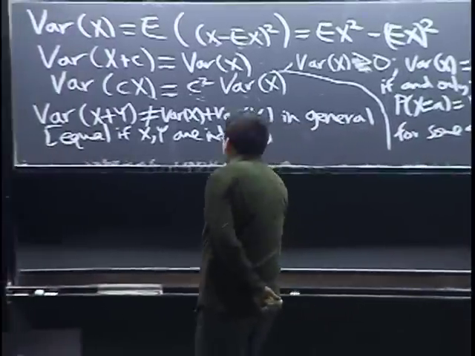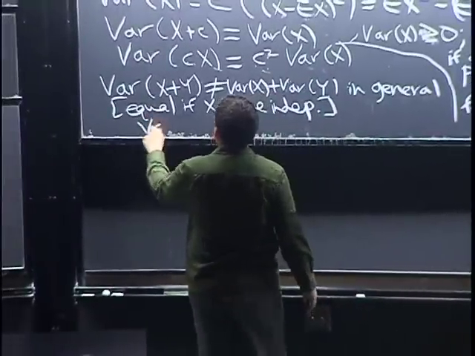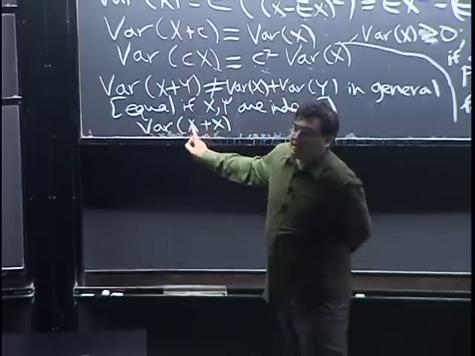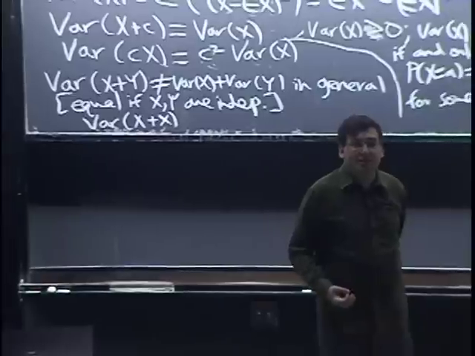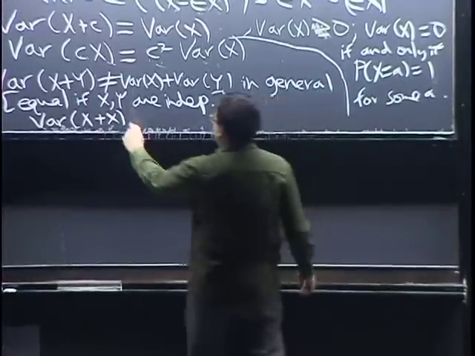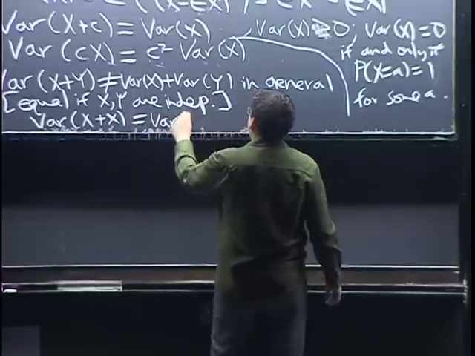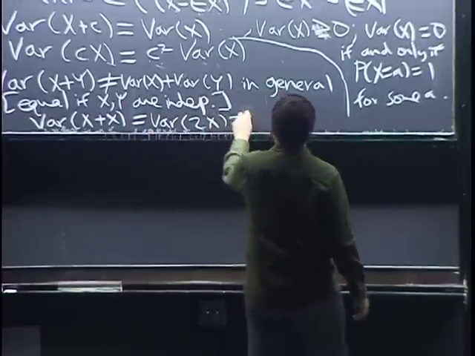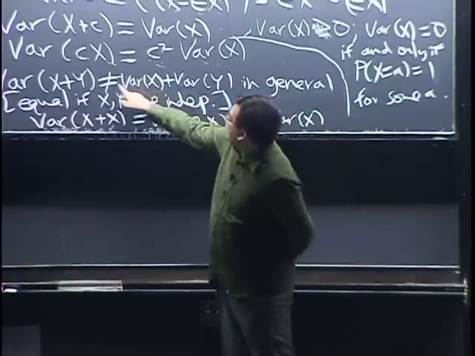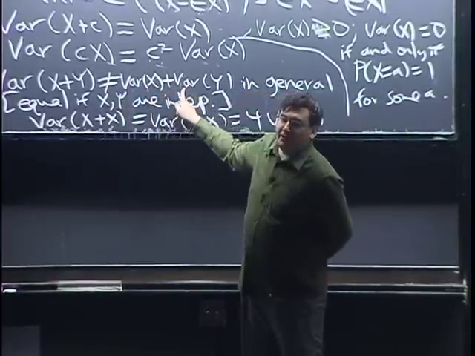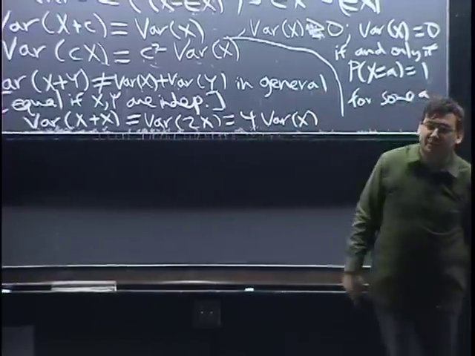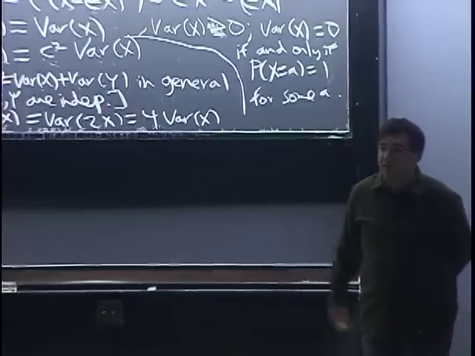One quick example of that would be, what if we look at the variance of x plus x? That's an extreme case of dependence. That's when x is actually the same thing. Well, the variance of x plus x is the variance of 2x, which we just said is 4 times the variance of x. So if this were equal, we would get 2 times the variance of x, and this says we get 4 times the variability, not 2 times the variability. So that's just a simple example of that.